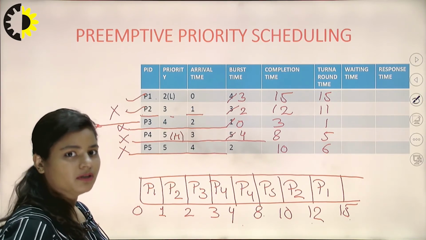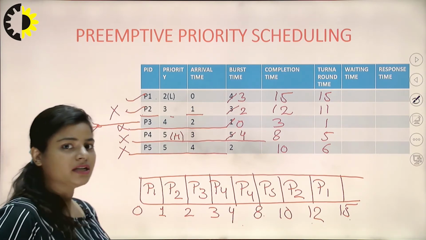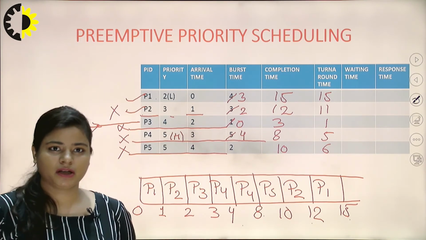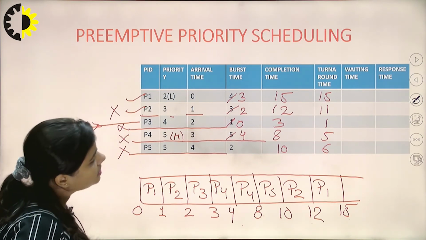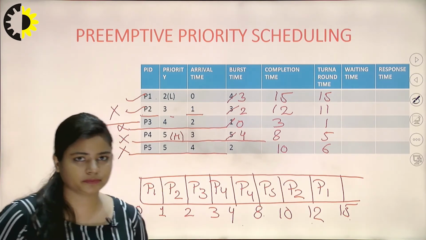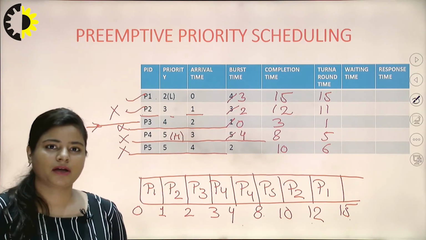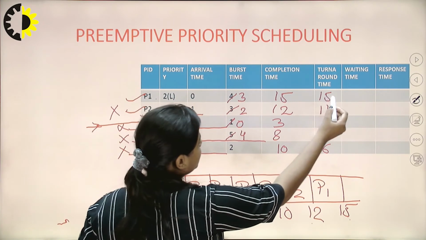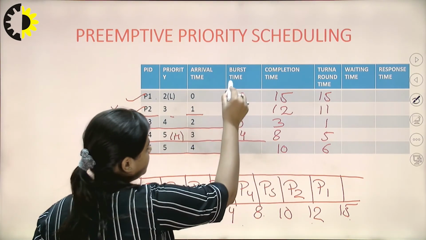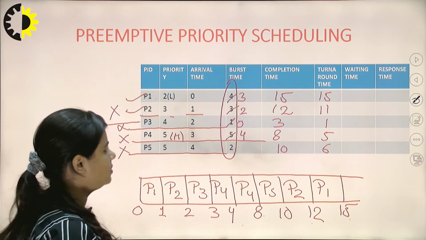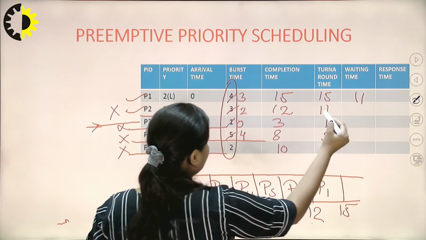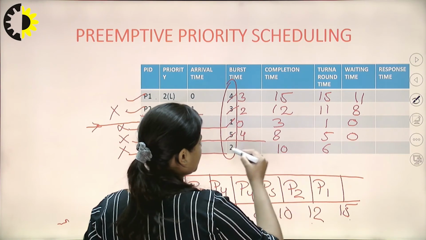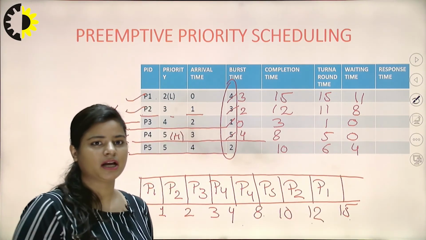Now we are looking for the WT, that is, waiting time. Waiting time is equal to TAT minus BT. As I told you, the formula for calculating waiting time is TAT, turnaround time, minus burst time. Here we will consider the burst time which was given in the question. So 15 minus 4 would be 11, 11 minus 3 would be 8, 1 minus 1 would be 0, 5 minus 5 would be 0, 6 minus 2 would be 4. So this is our complete waiting time for all these processes.